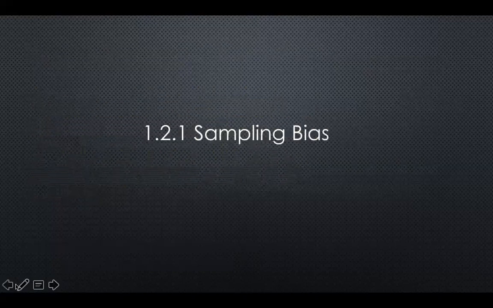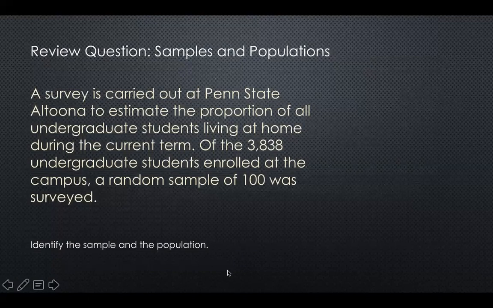So here in this problem, the 3,838 undergrad students represent the population because we want to know the proportion of undergraduate students at Penn State Altoona. We don't want to know the proportion of undergraduate students in universities across the country. We want to know specifically Penn State Altoona. So to know that that is the population, we take all the students from that campus, which is 3,838.